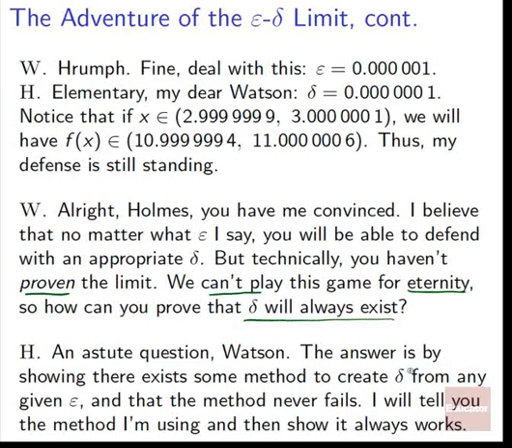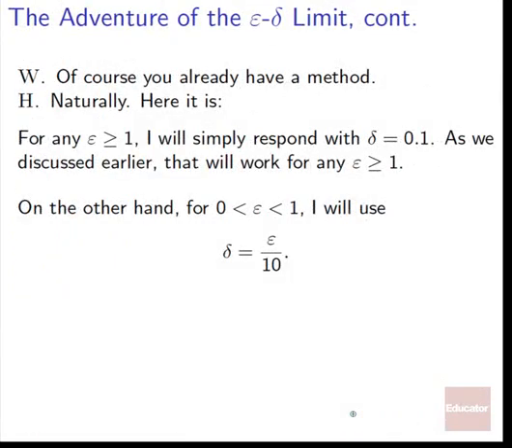An astute question, Watson. The answer is by showing there exists some method to create delta from any given epsilon, and that the method never fails. I will tell you the method I'm using, and then show it always works. Of course, you already have a method. Naturally. Here it is. For any epsilon greater than or equal to 1, I will simply respond with delta equals 0.1. As we discussed earlier, delta equals 0.1 works for epsilon equals 1, so it will work for any epsilon greater than or equal to 1.